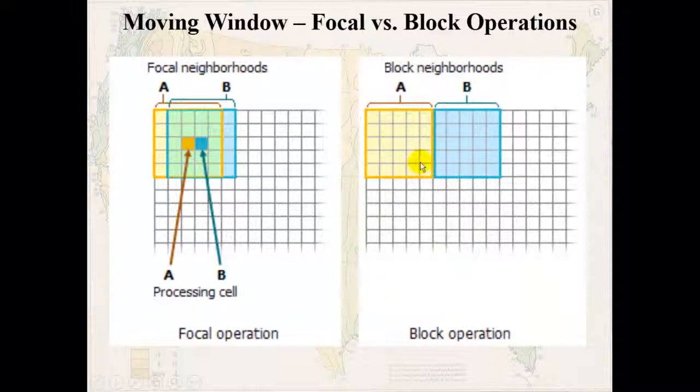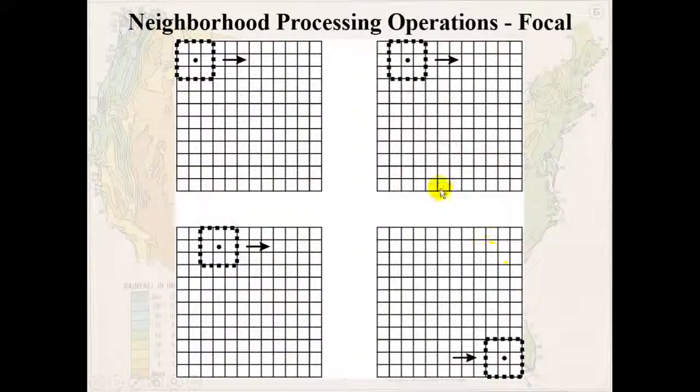A block operation doesn't have any overlap in neighborhoods. So it's going to make the neighborhood here, it's going to store the answer in all of the cells inside that neighborhood. And it's going to move the neighborhood all the way across, no overlapping. It's going to store the answer in all these cells. So that's a block operation. Here's another illustration of neighborhood. You can see the focal cell moving 1 cell at a time, and the neighborhood moves with it. And there are obviously overlaps between neighborhoods, between one focal cell and an adjacent cell.